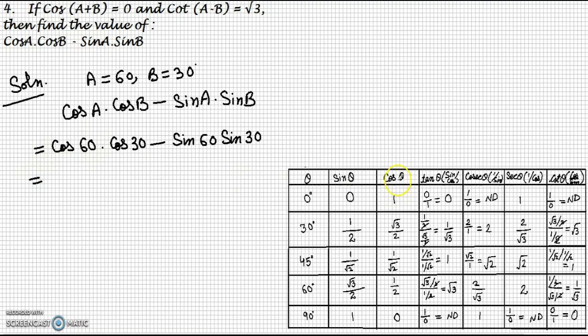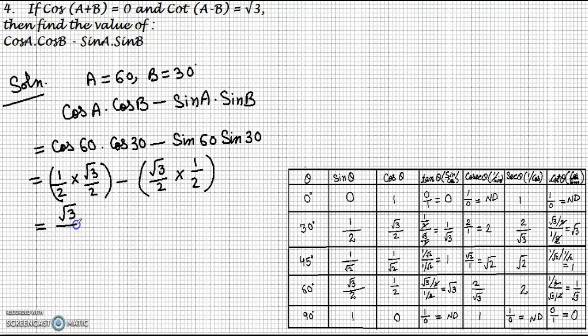Cos 60, if you pick from table, is 1 by 2, into cos 30 from the table we get root 3 by 2, minus sin 60 from the table we get root 3 by 2, into sin 30 from the table we get 1 by 2. Now solving these brackets, first we get root 3 upon 4 minus root 3 upon 4, which is 0. So answer to this question is 0.